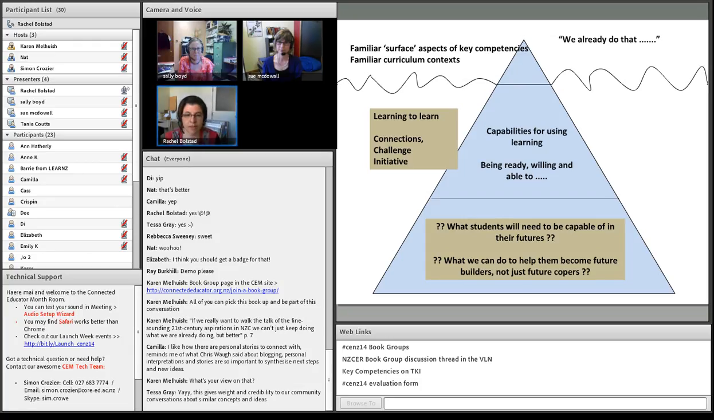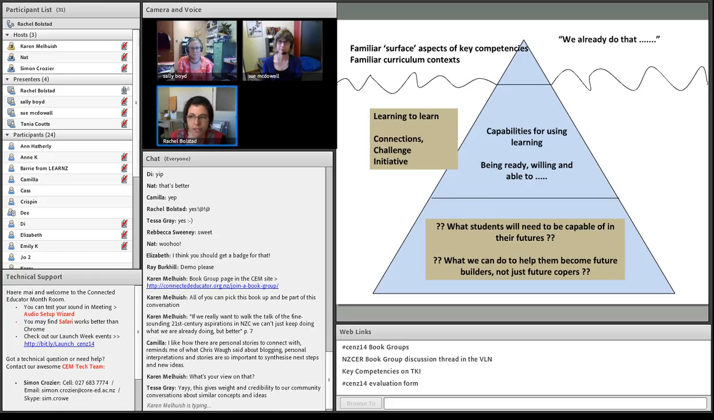Well, we really hope that the book and the conversations that we'll be able to have with you over this month will help you to be able to find a way into some of those deeper dimensions. And by the way, we do talk a little bit about the origins of the key competencies and how it is that they found their way into our New Zealand curriculum in the very first chapter of the book. So that's a really good starting point. So we put it at the front of the book.